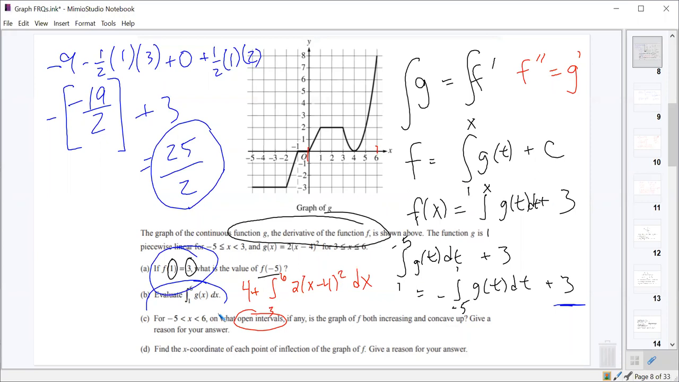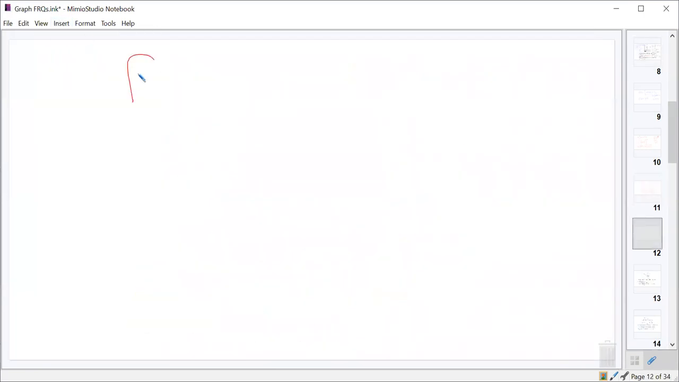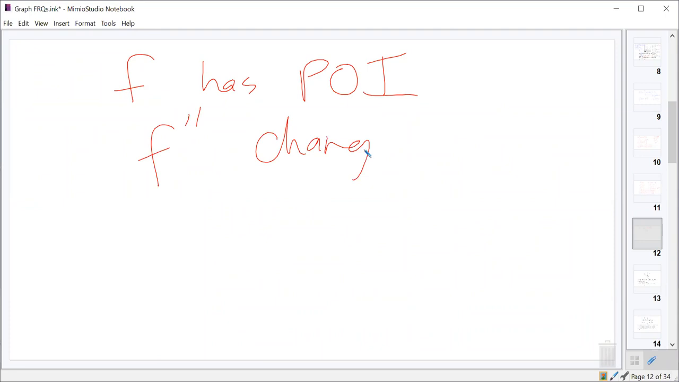Everyone's good? All right. Part D, find the x coordinate of each point of inflection for f. So if f has a point of inflection, that means that f double prime changes signs, right? That means that we have a change in concavity. Well, what was f double prime? f double prime was g prime. So we want to know, when does g prime change sign? So when does the slope of g go from positive to negative or from negative to positive?